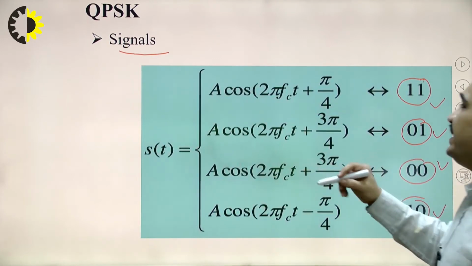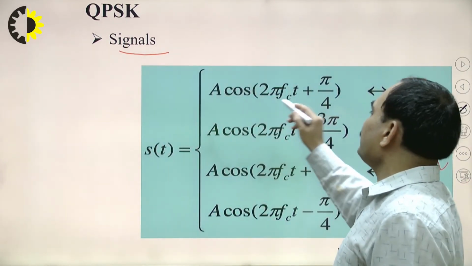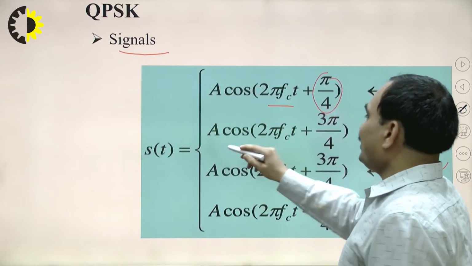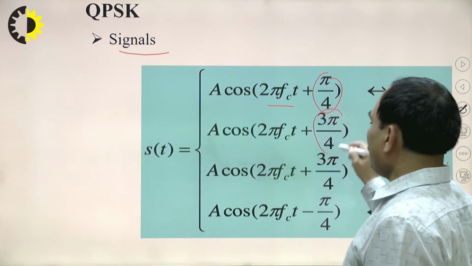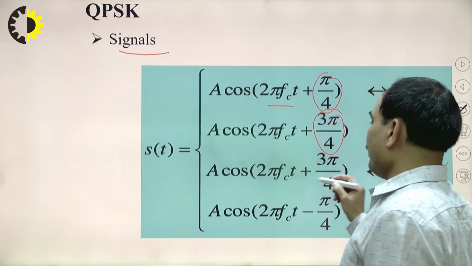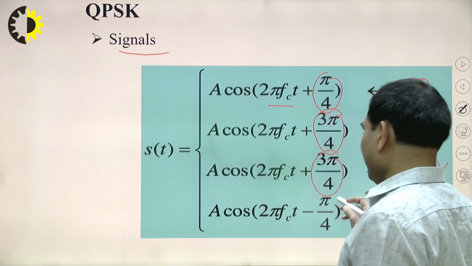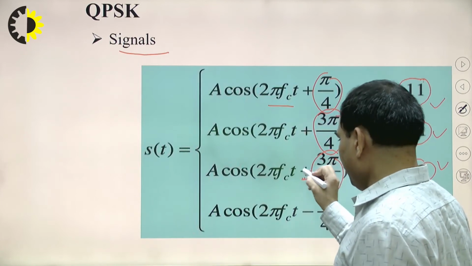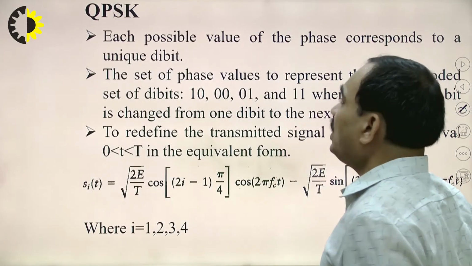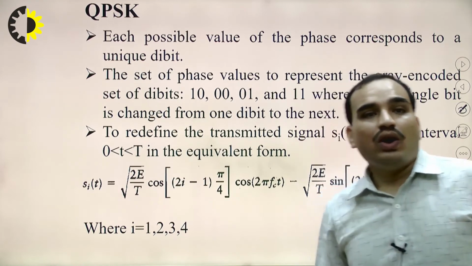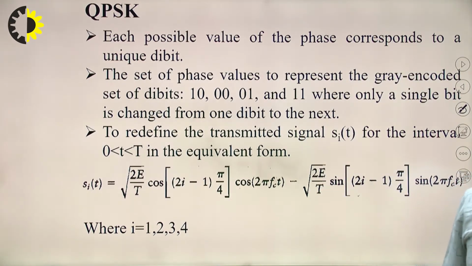So we can write it as A cos(2πfct + π/4), A cos(2πfct + 3π/4), A cos(2πfct − 3π/4), and A cos(2πfct − π/4). Here you can write −3π/4 as well. So each value of the phase corresponds to a unique dibit.